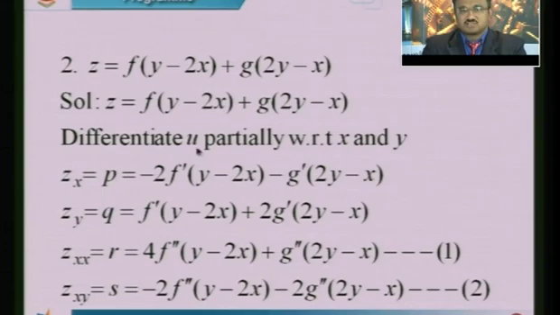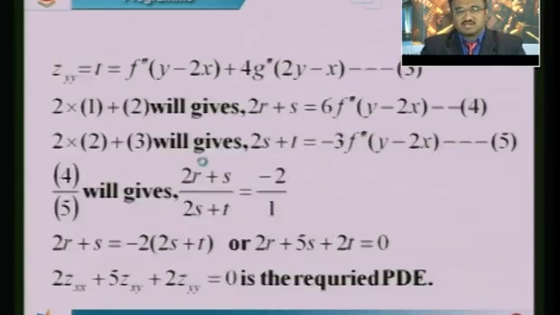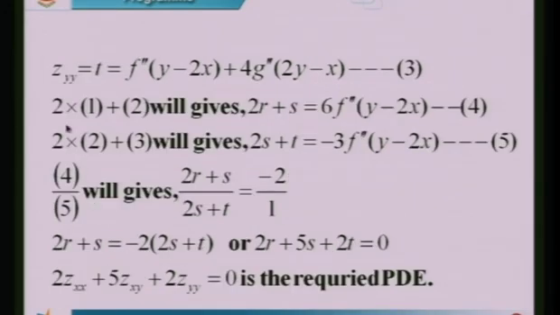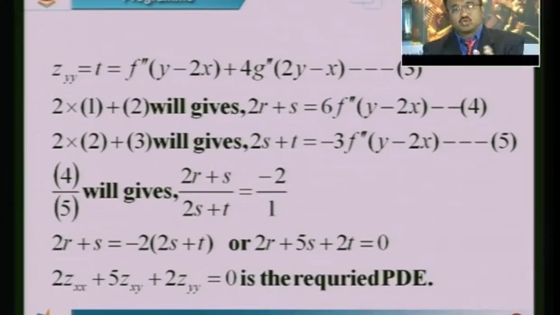In the same way, we can also solve one more problem. For your convenience, you just have to go through these things: the first order partial derivatives with respect to x and y, the second order with respect to x, then the mixed partial derivative, and also this one. Here we make simultaneous equations to cancel either f or g, whichever is convenient, by multiplying by some constant like 2 or 3. After simplification we get equations 4 and 5 in this form.